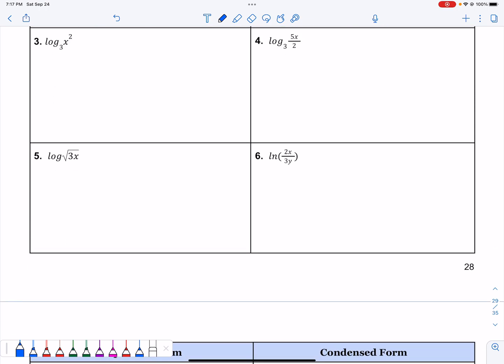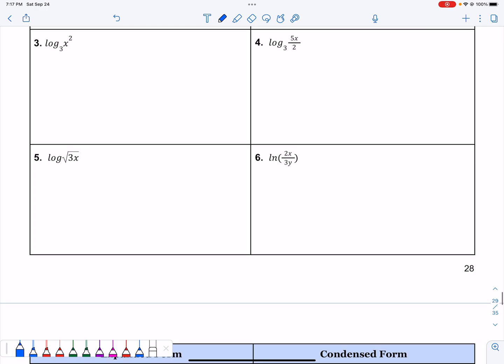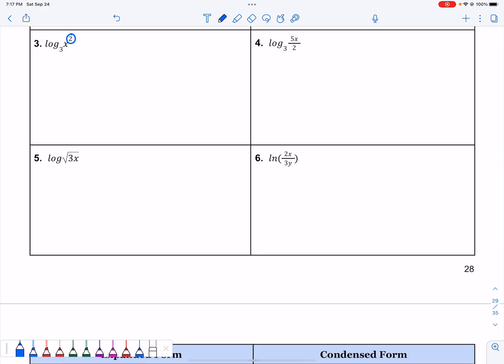All right, moving on to number 3, I have log base 3 of x squared. So the only thing I need to do is move that power out front, so now it's a coefficient. And then that's the only thing I can do with that one.